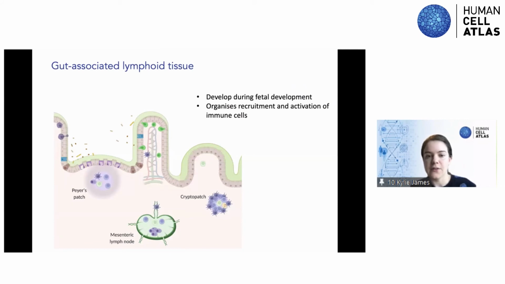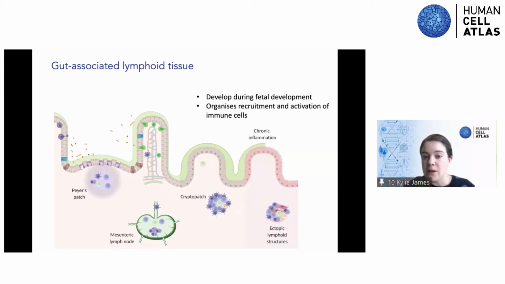Firstly, just a moment on gut-associated lymphoid tissues, or GALTs. These are hubs of localized immune activity in the intestinal tract. They're key sites of antigen presentation and activation of lymphocytes. They include the Peyer's patches of the small intestines, the mesenteric lymph nodes, and the cryptopatches. These structures are known to begin their development during in utero fetal development.